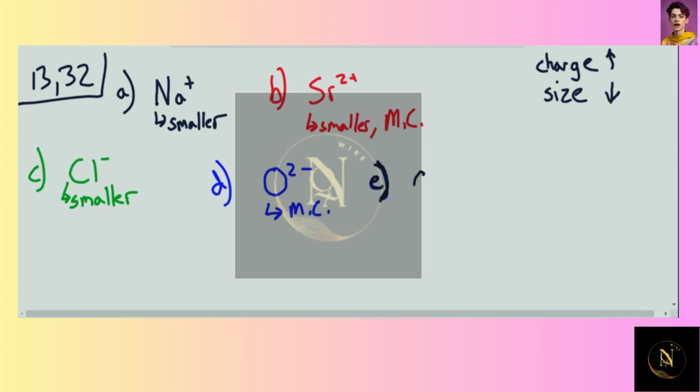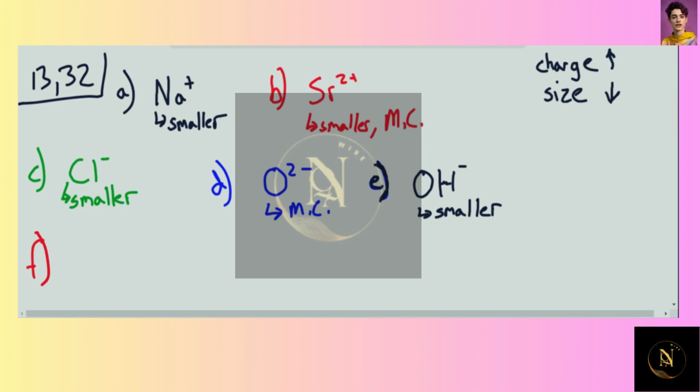But oxygen is much smaller than sulfur because it's higher up on the periodic table. So it has the higher charge density. Even though this is a polyatomic ion, the rules don't change. The hydrogen is the same for both of them, so you just compare the oxygen and sulfur atoms to see which is bigger or smaller.